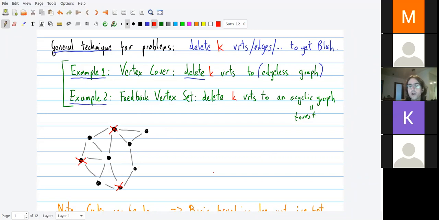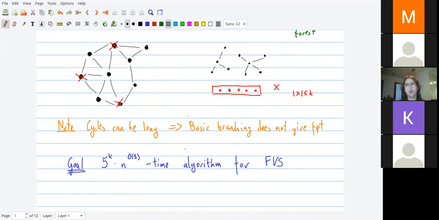So in general, the structure that we are looking for in a graph is that I should have a set X of at most k vertices such that after deletion of this set, the remaining graph should be a forest, should be acyclic. It should look like that, right? Good. So this is the problem that we are interested in.